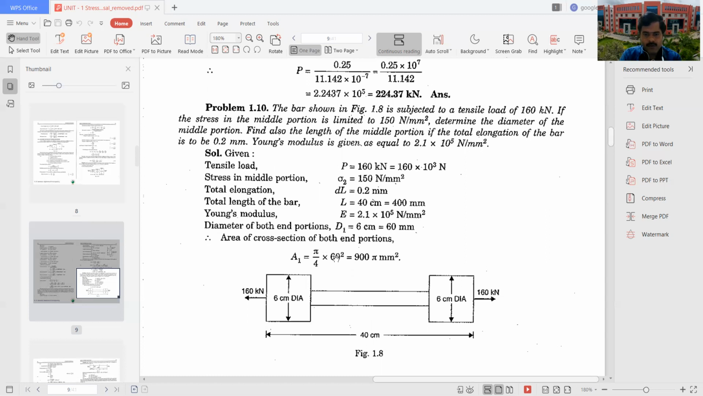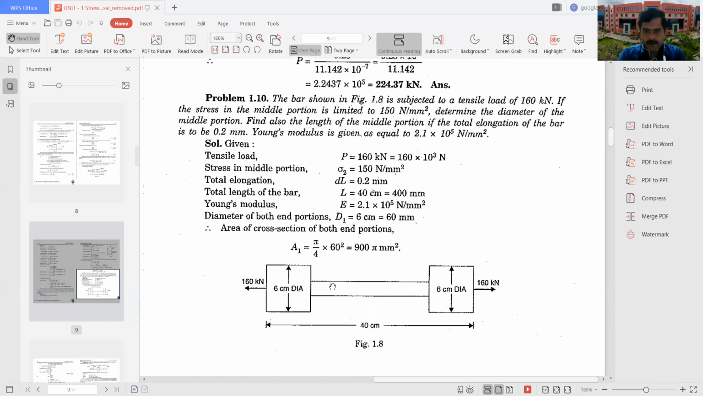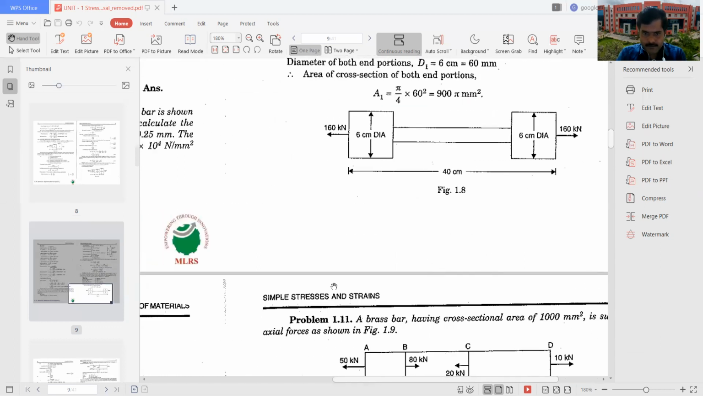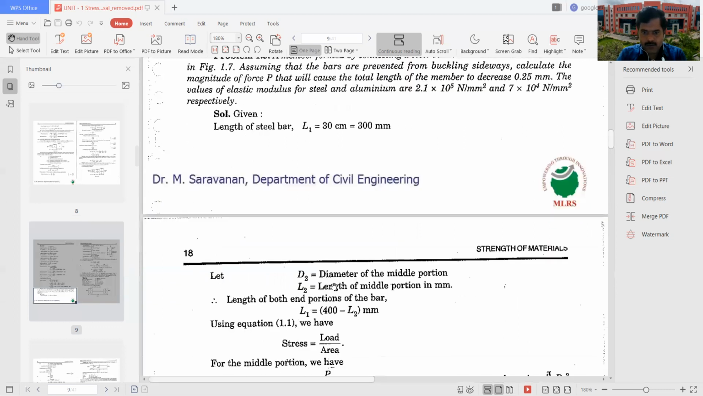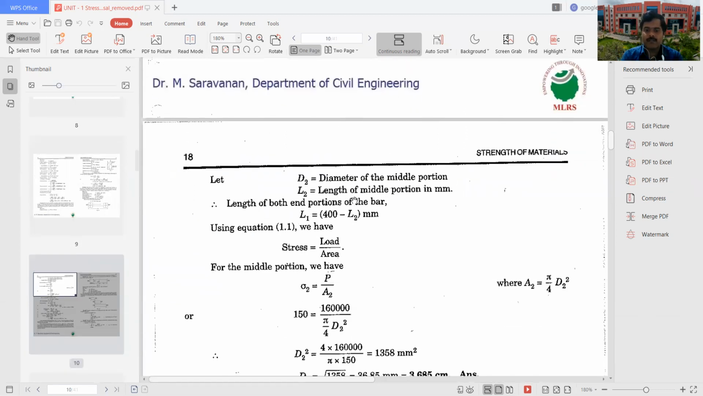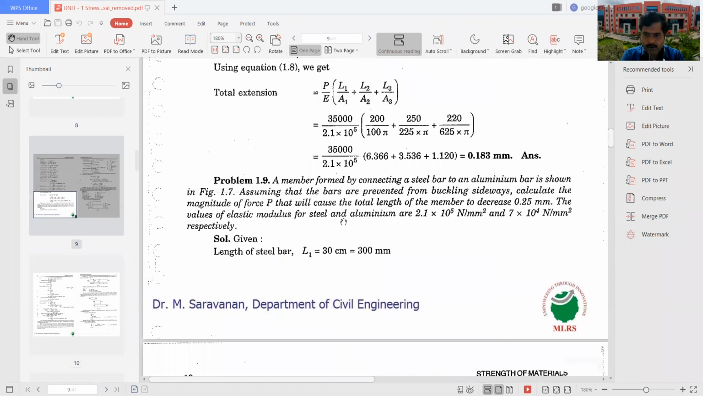A1 is nothing but pi d square divided by 4. The diameter of both end portions D1 is given as 6 centimeter, that means 60 mm. Therefore A1 will be pi into 60 square by 4. Now D2, the diameter of the middle portion, and L2, the length of the middle portion, we have to find out, and the length of both end portions of the bar, L1.